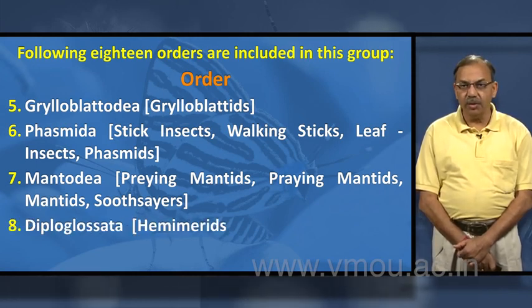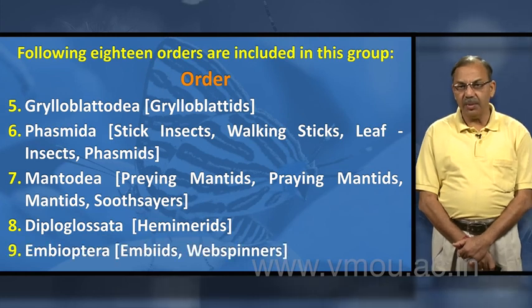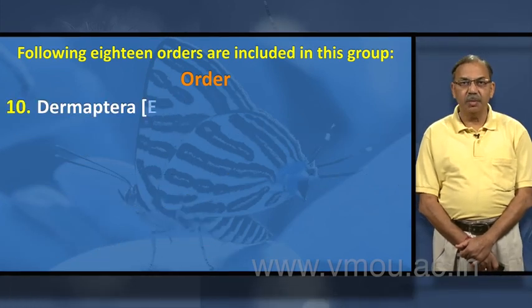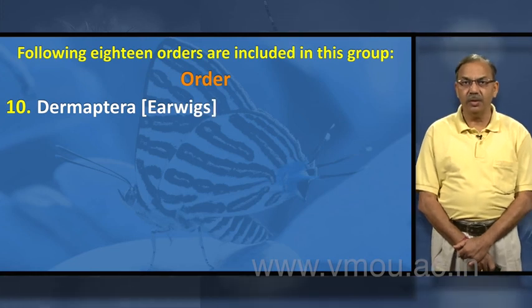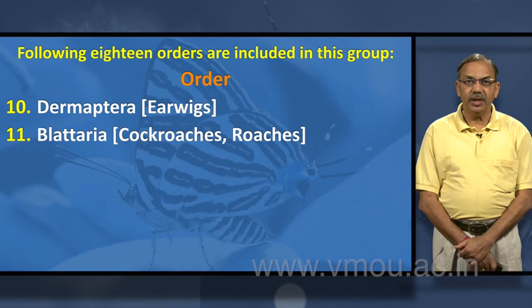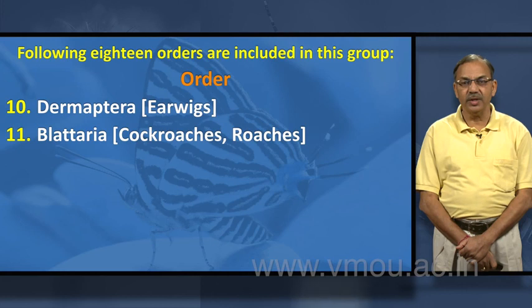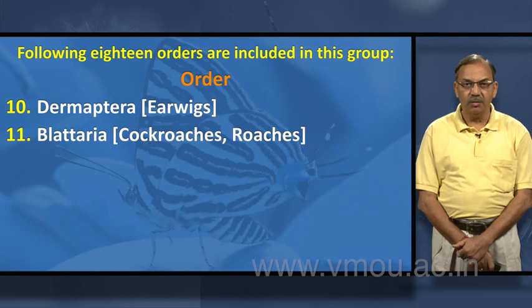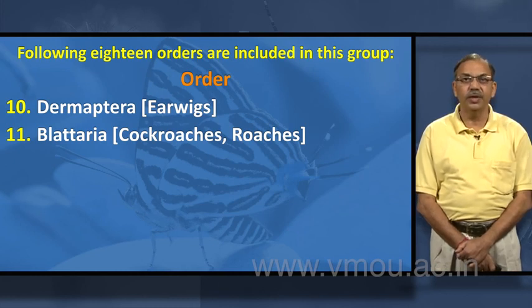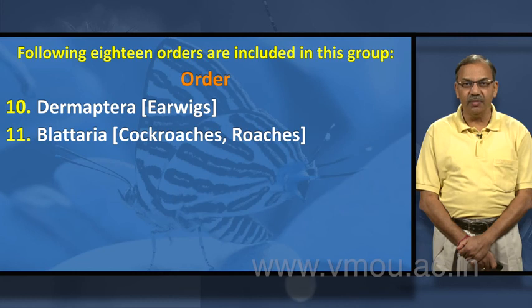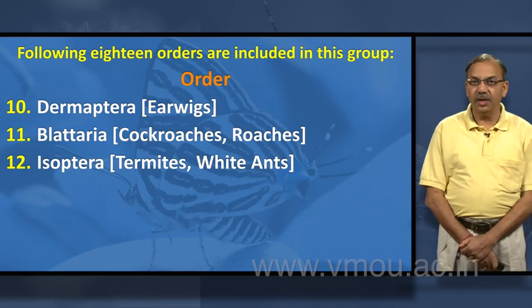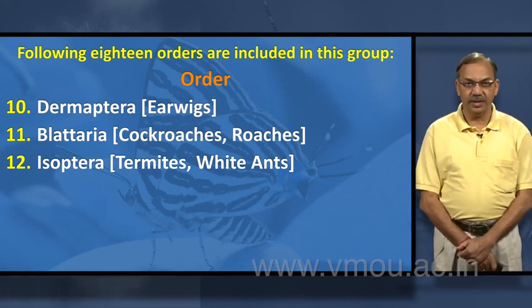Soothsayers. Diploglossata, hemimerids, Embioptera, embiids or web spinners. Dermaptera, earwigs, you will find earwigs in a good handsome amount on the lights. Blattaria, the very famous cockroaches and roaches. You know, cockroaches and roaches fetch approximately many multi-million dollars of business all over the world, because of the advertisements, cockroaches have generated fear among all the housewives all over the world. Isoptera, commonly termed as termites or white ants. You know, दीमकें आप जानते हैं अच्छी तरह से.